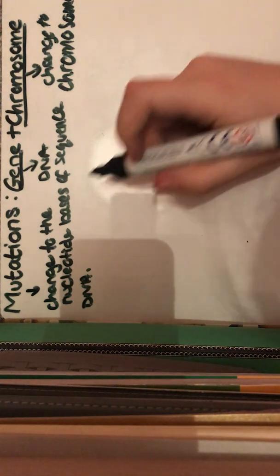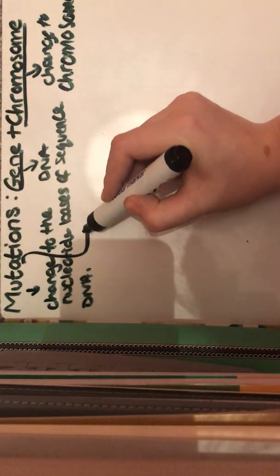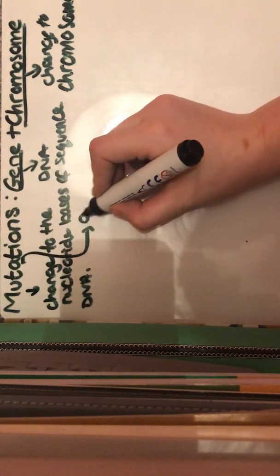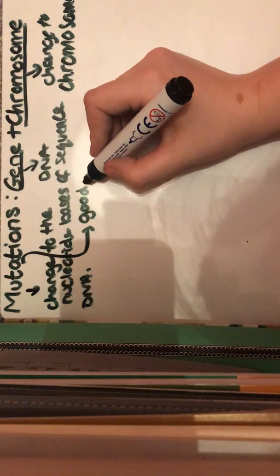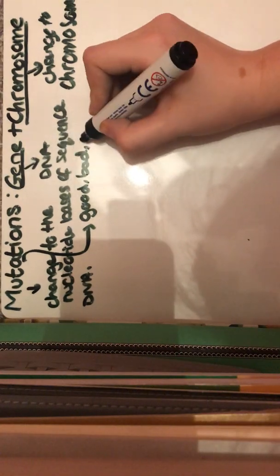It could be advantageous, so it could be a mutation that allows humans to digest lactose, to have more nutrients in the diet. Or it could be neutral, like whether your earlobes are attached or not. So just remember that they're not always bad, they could be good, bad, or neutral.